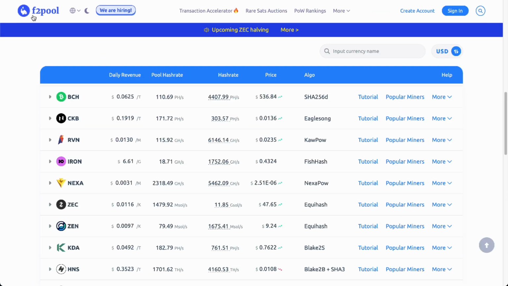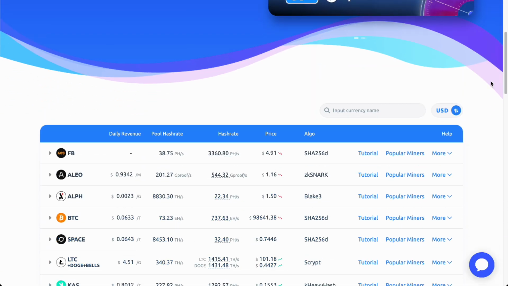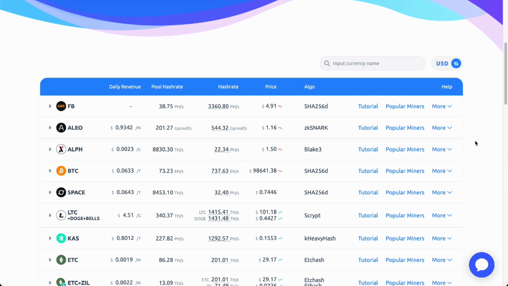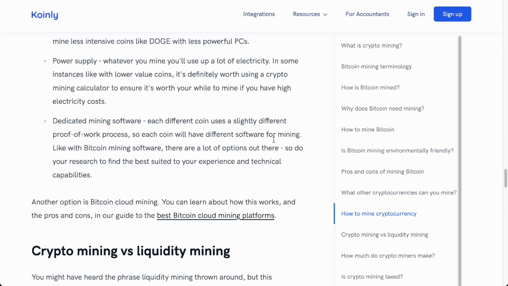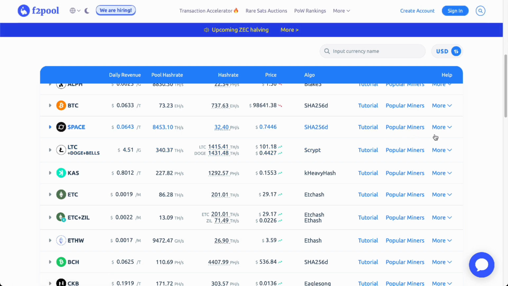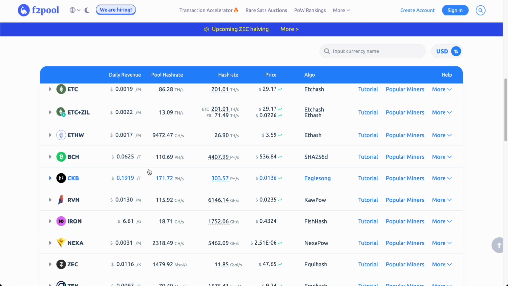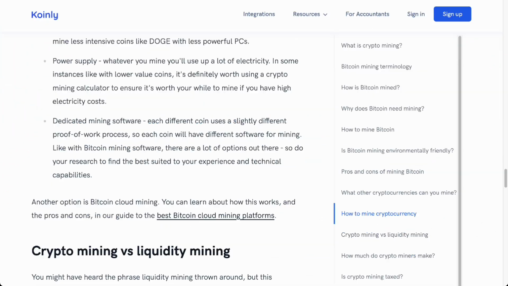So you can also go with the F2Pool right here, which is going to be your mining pool. Mining pools are just a bunch of computers working together so that you can solve a certain hash or a certain block of the blockchain. So there you go. You have BTC with their daily revenue, their pool hash rate, their price, the algorithm, which is going to be right here, your mining software for your mining pool, and then there are going to be tutorials right there on how you will do it for each type of cryptocurrency that you want. So if you want to learn more, just head on to f2pool.com and you'll be able to learn.